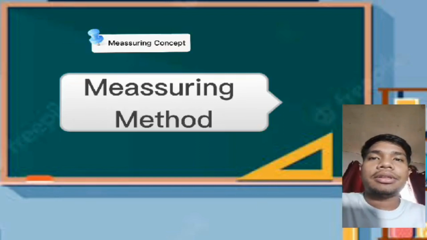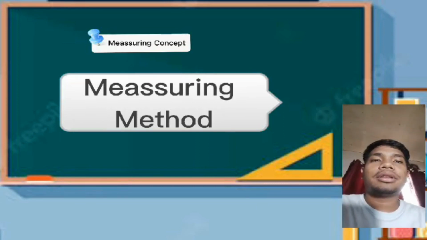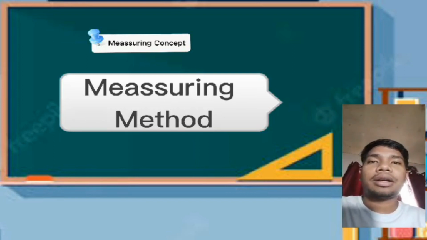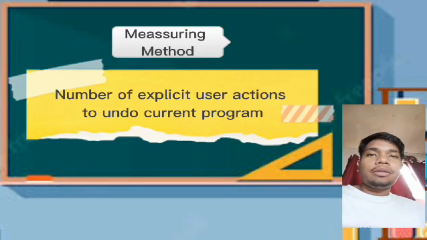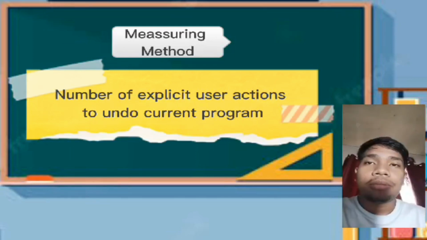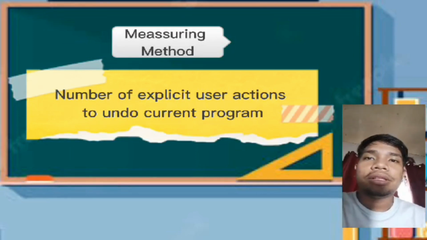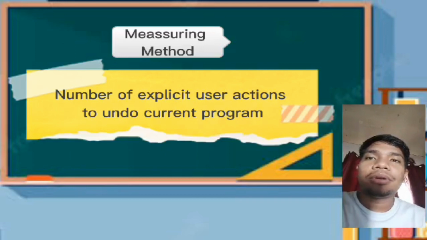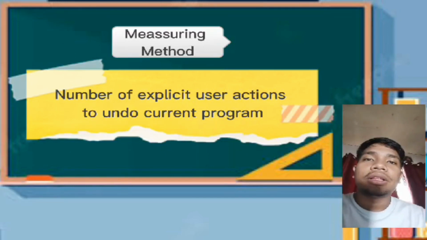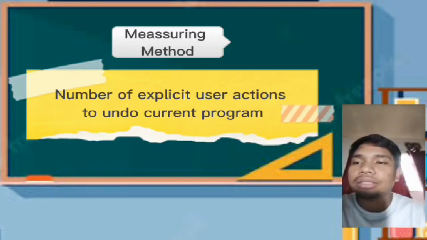The measuring concept is the process by which we describe and ascribe meaning to the key fact, concept, or other phenomenon that we are investigating. Measuring method: number of explicit user actions to undo the current program. Usability is generally measured using a number of observable and quantifiable metrics that overcome the need to rely on simple intuition, since there are several quantitative data sources that one can measure.